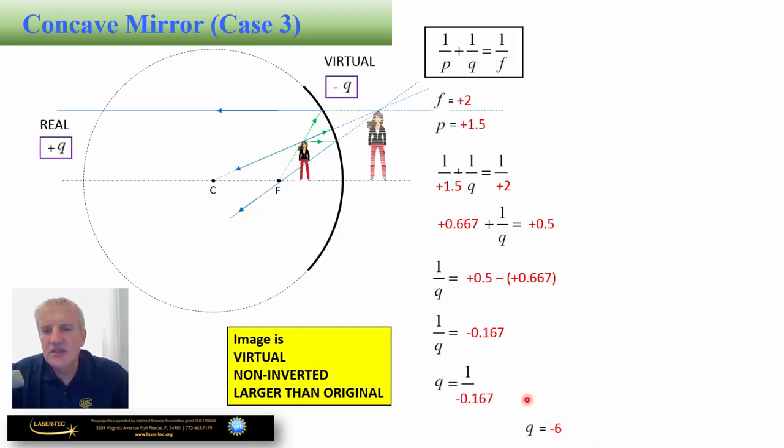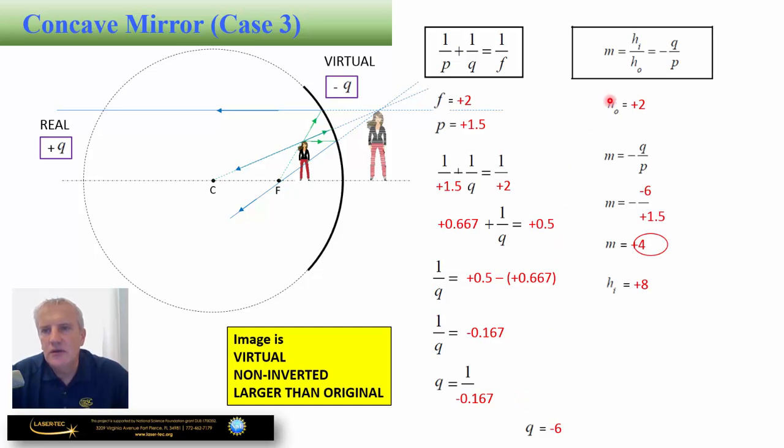We can also do the magnification using the formula on the right-hand side. We are assuming that the height of the original is +2, substituting for q and p. p is +1.5, q is -6. Here you have to be very careful with the sign. So we have this negative sign from the formula, and then also another negative sign from the q. So we would divide 6 over 1.5, you get +4.